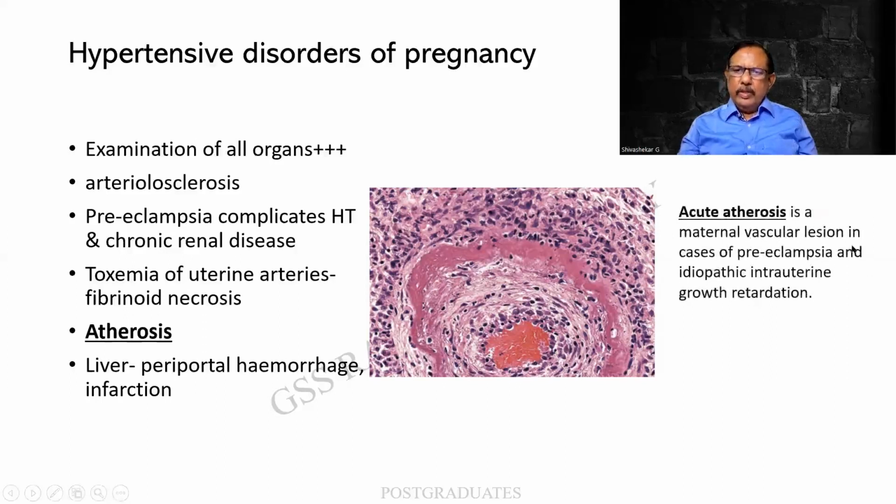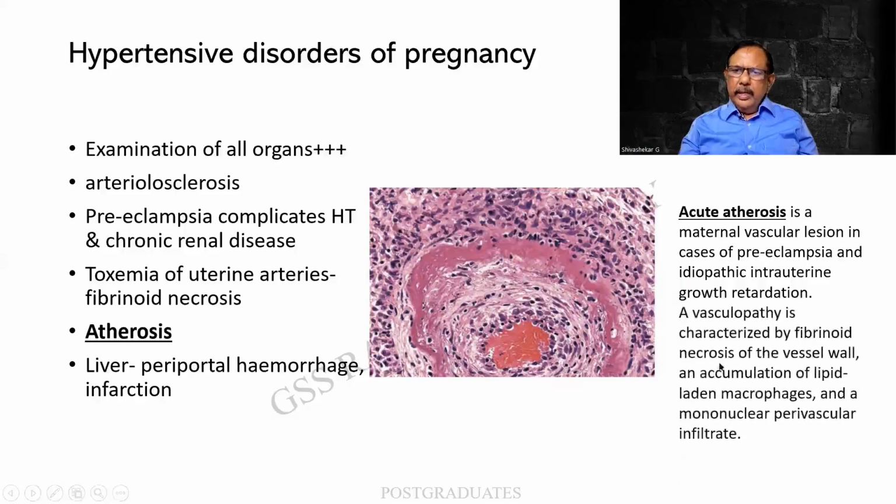It is a maternal vascular lesion caused by preeclampsia and idiopathic uterine growth retardation. In any of this, there can be atherosis. There is a vascular occlusion, different from atherosclerosis. And in this, there is a vasculopathy. There can be a fibrinoid necrosis. Along with that, there can be accumulation of lipid and mononuclear inflammatory cells. Almost similar to the fibrinoid necrosis, kindly mention this too.